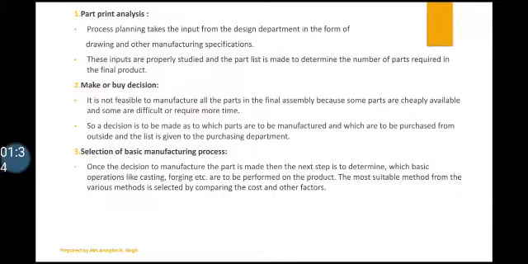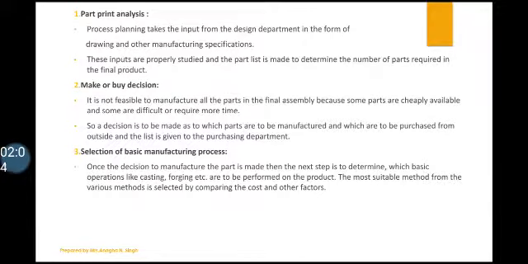It is not feasible to manufacture all the parts in the final assembly because some parts are cheaply available and some are difficult or require more time. So decision is to be made as to which parts are to be manufactured and which are to be purchased from the outside, and the list is given to the purchasing department.